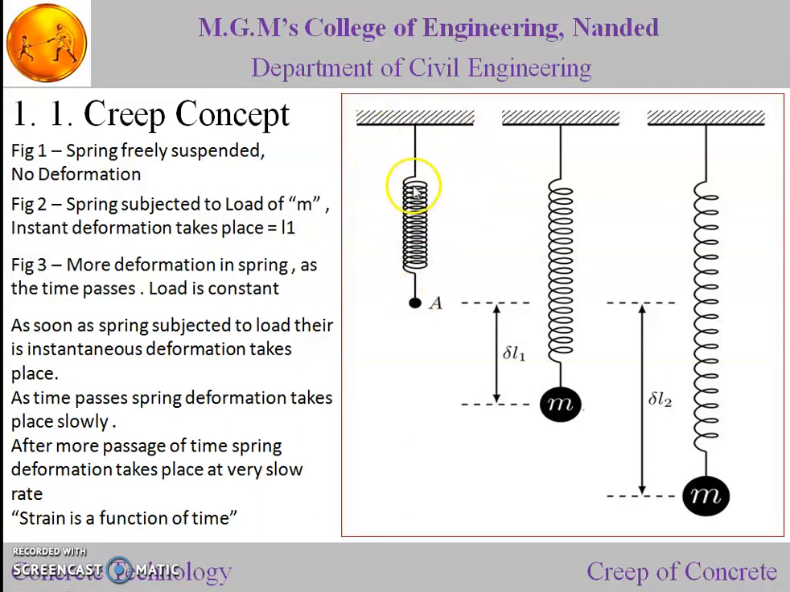In the first figure, there is no load on the spring. In the second figure, we place the load at point A. As soon as we place the load at point A, the spring deformation takes place instantaneously. It means as soon as I put the load, there will be instant deformation in the spring. If we keep this load as it is for a long time, the deformation of the spring continues, and this deformation increases gradually, that is delta 2.